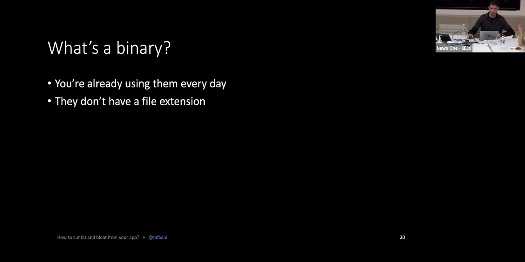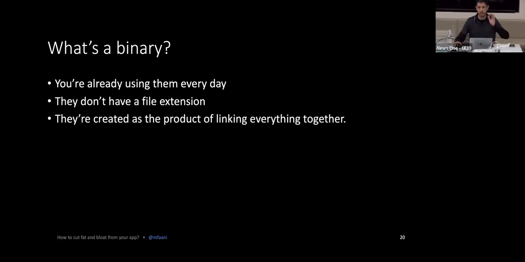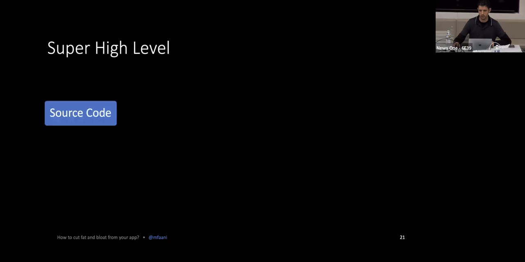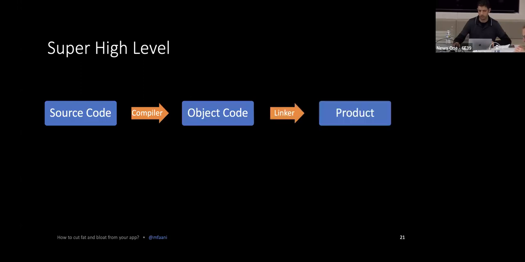They don't have a file extension, and they get created as the end product of linking all your source code together. Things you link are either your own code or dependencies. The dependencies could come in the form of source files or precompiled. So super high level, you have source code, then you compile it, you have object code, and then you link them together and you have your product. If you have 10 files, that means after you compile them, you're going to have 10 object files. Once you link them together, you're going to have a single target, a single product.